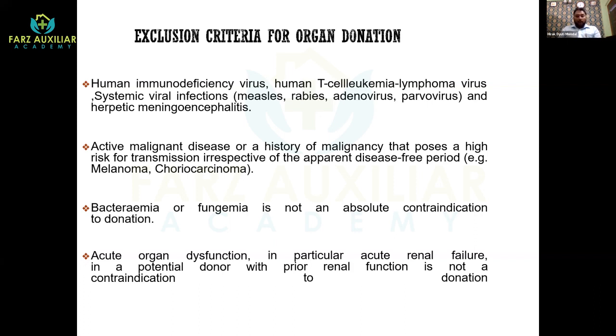This is a very important part where you can get questions in EDIC: what are the exclusion criteria for organ donation? Any active infection, active malignancy, acute organ dysfunction, these are the exclusion criteria for organ donation. You have to go through your books regarding this, because there is a high probability you get questions.